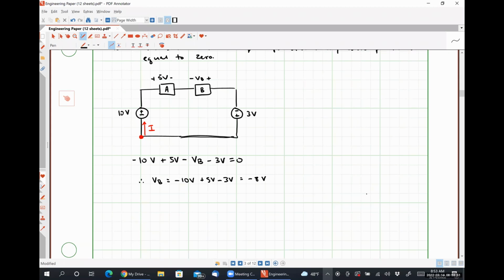So if I move VB to the right-hand side, it is negative.